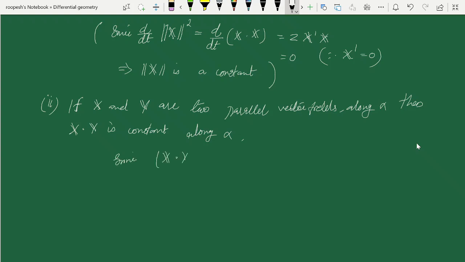the derivative of X dot Y, when you find it, should be equal, by our formula, to X dash dot Y plus X dot Y dash. But given that X and Y are two parallel vector fields, X dash should be equal to 0 and Y dash also should be equal to 0. So this is equal to 0, since X dash equals Y dash equals 0.